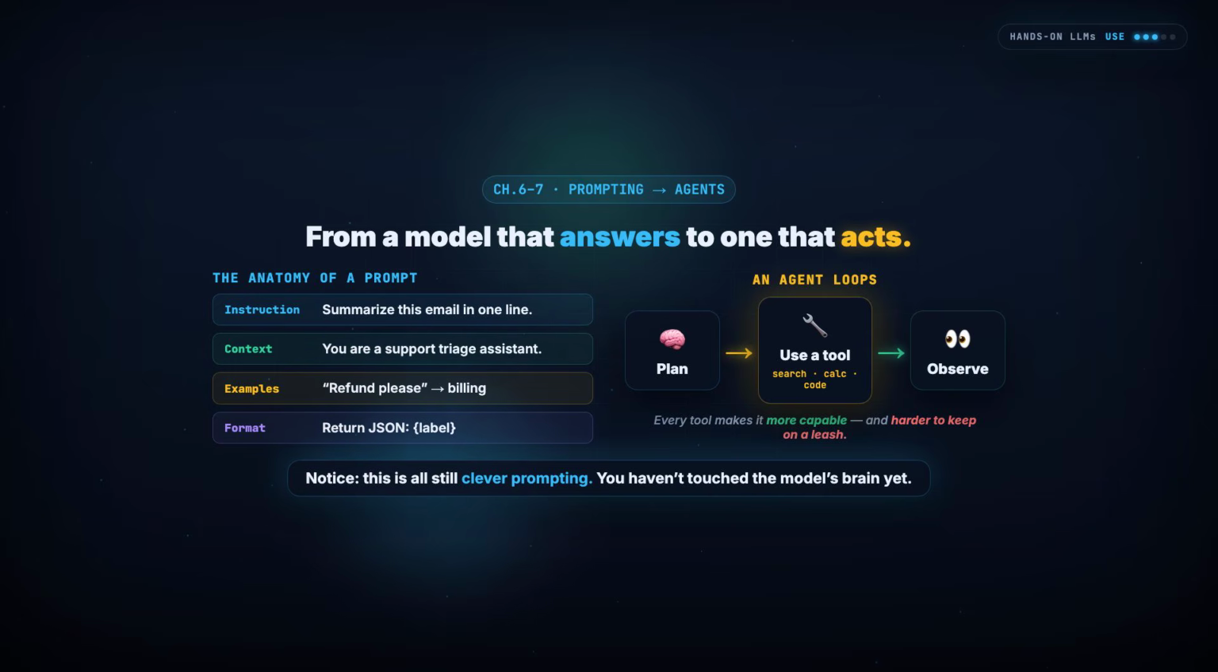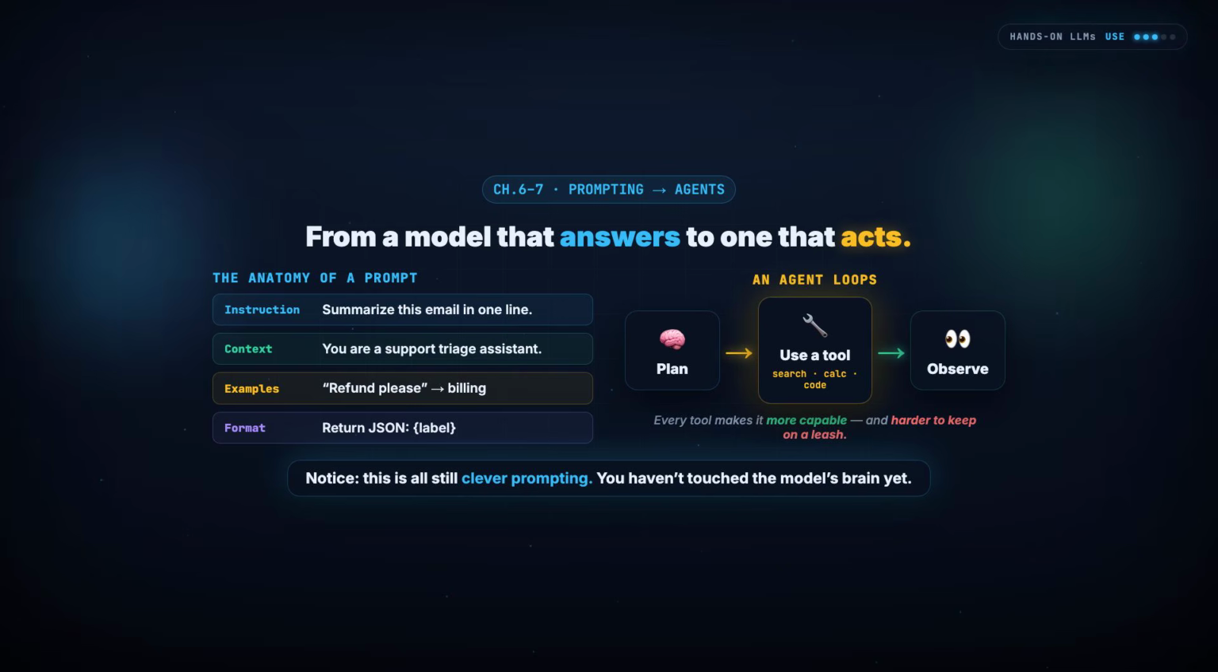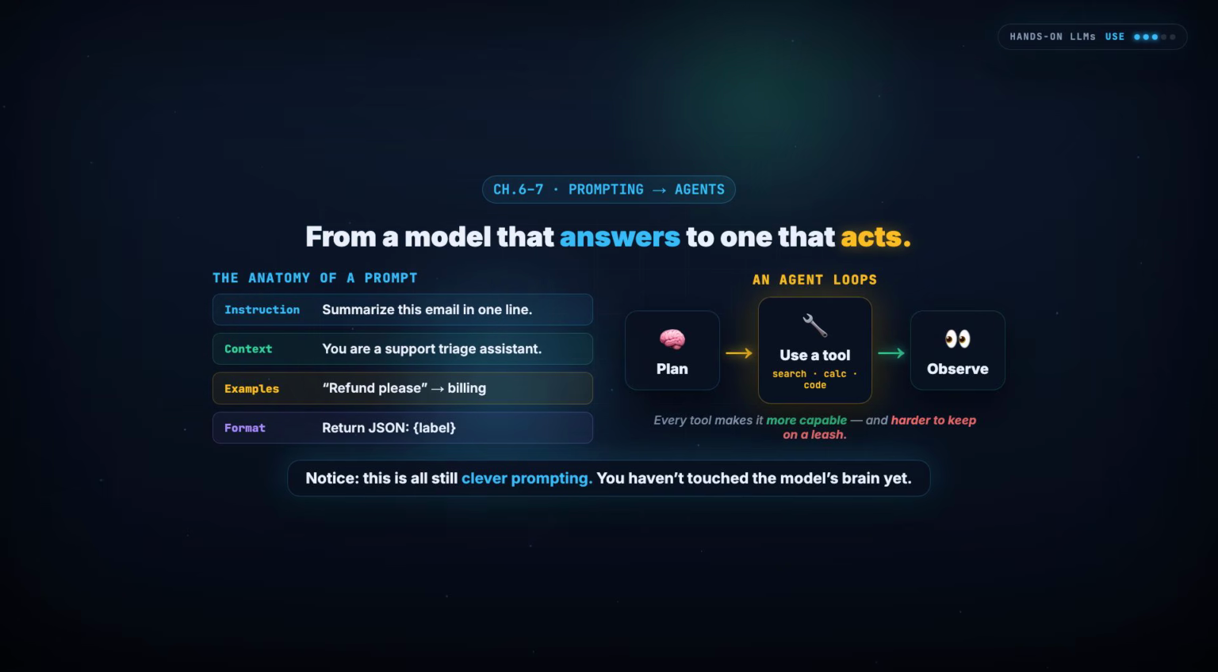Instead of just replying, the model can plan out a task, call a tool like a calculator, a search engine, or your code, look at the result, and decide what to do next. It becomes a worker, not just a writer. And the book is honest about the trade. Every tool you hand an agent makes it more capable and harder to keep on a leash. But notice the pattern. Everything so far is still just clever prompting. You haven't touched the model's brain yet.